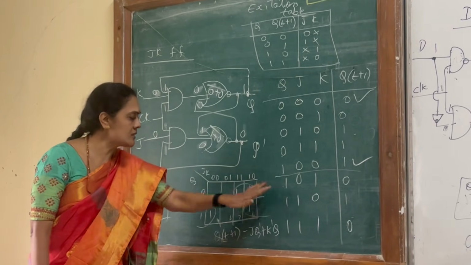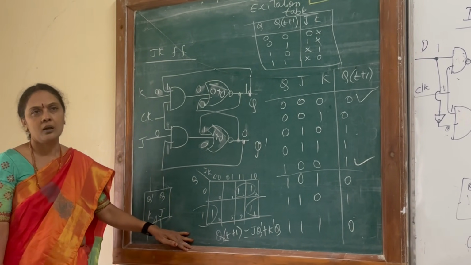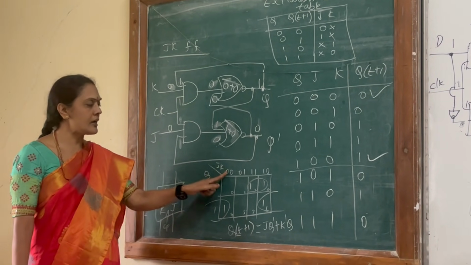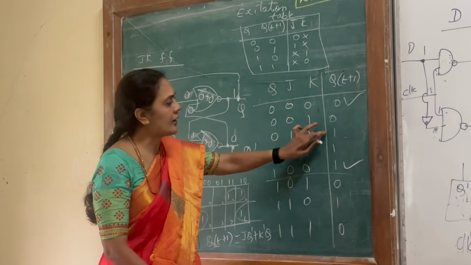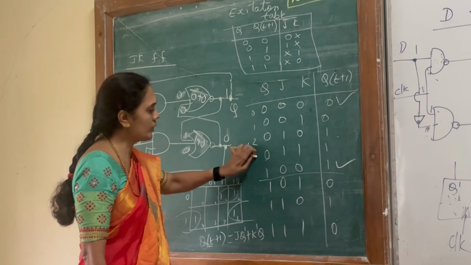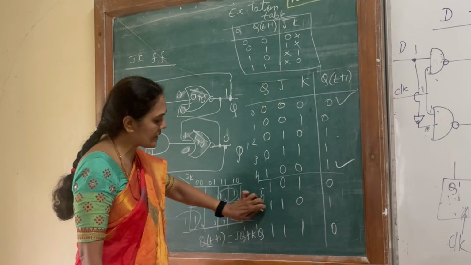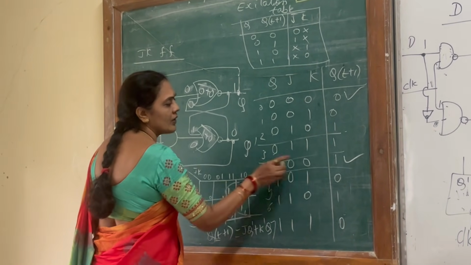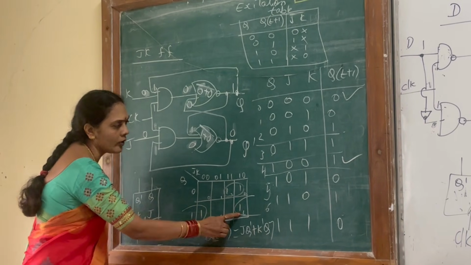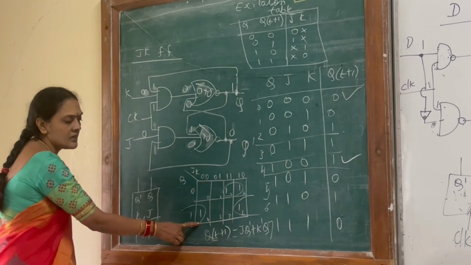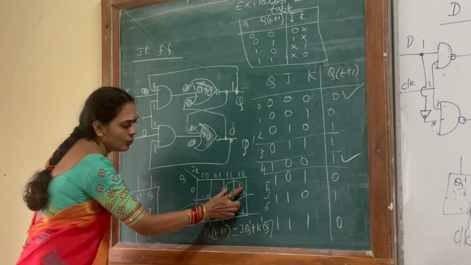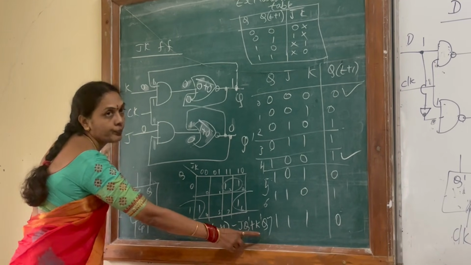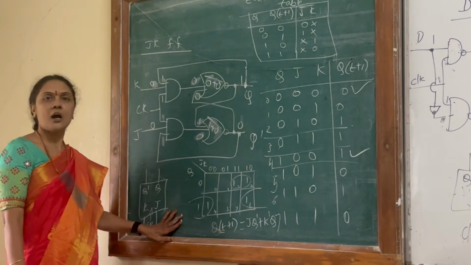Now once we get this, the next one is the characteristic equation, which we have to get from the table. Now how do we get that? Q, J, K. Where are the points where I am going to get ones? This is 0, 1, 2, 3, 4, 5, 6, 7. Now just see here, 2 is 1, 3 is 1, 4 is 1, and one more is 6. So 2, 3, 4 and 6 are 1. I'll club these two, I'll get J Q dash, and when I club these two, I get K dash Q. Hence the characteristic equation is obtained.